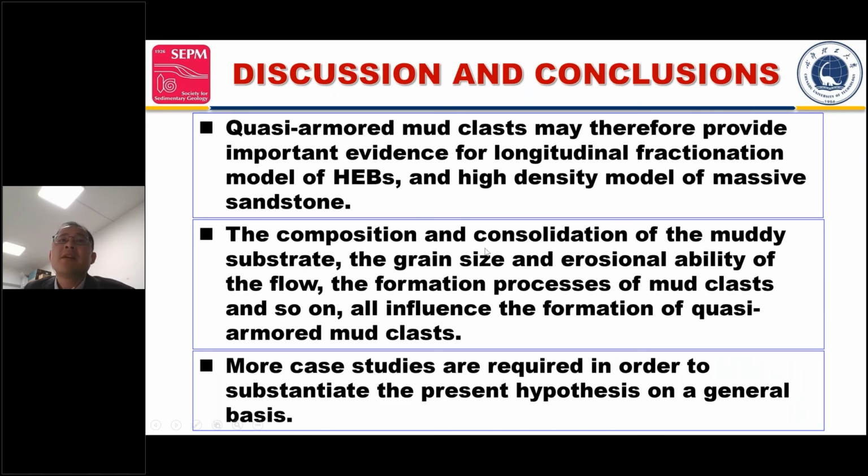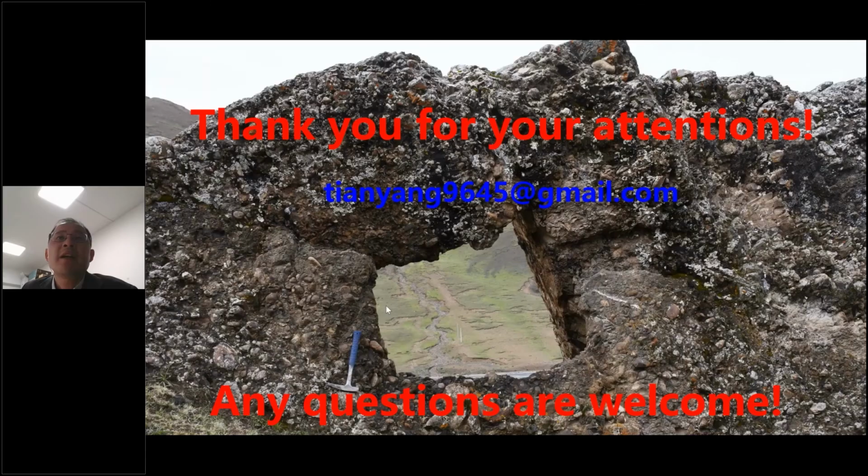However, the composition and consolidation of the mud substrates, the grain size and erosion ability of the flow, and the formation process of the mud clasts all influence the formation of those quasi-armored mud clasts. So more case studies are required in order to substantiate the present hypothesis on a general basis. So this is the overall story. Thank you for your attention. Any questions are welcome. Thank you.